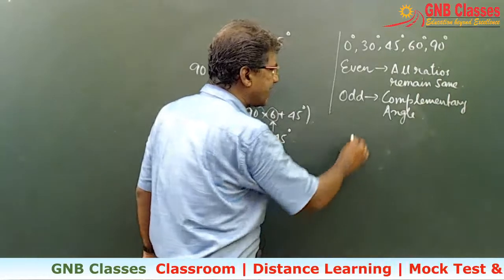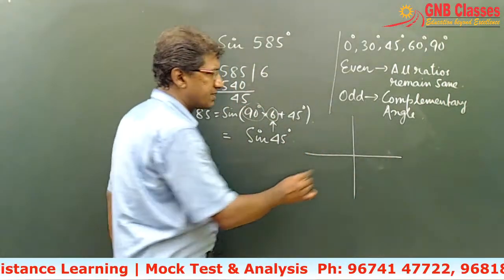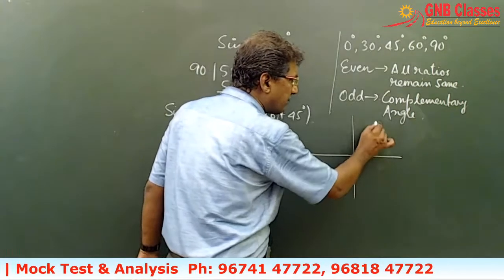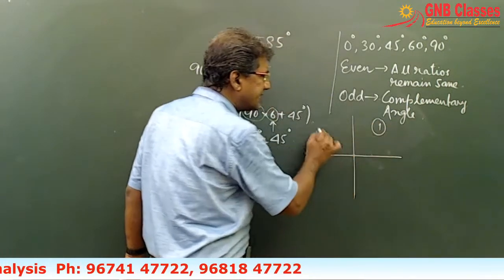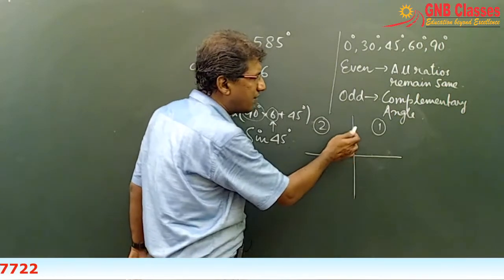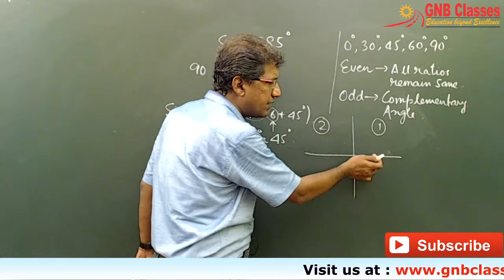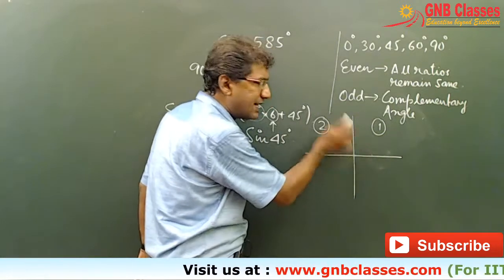Now we will come to the second step, which is we have to consider the quadrants. This is the first quadrant. This is the second quadrant. Second quadrant means your theta is lying from 90 to 180. Is it clear? In the first quadrant, your theta is lying from 0 to 90 degrees.